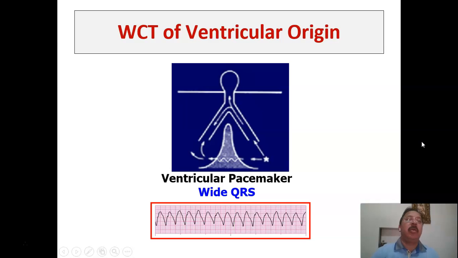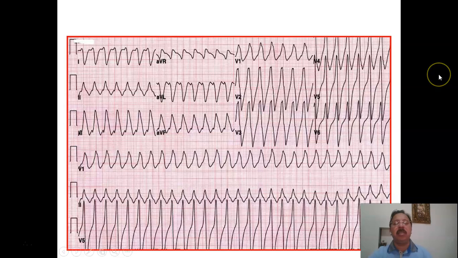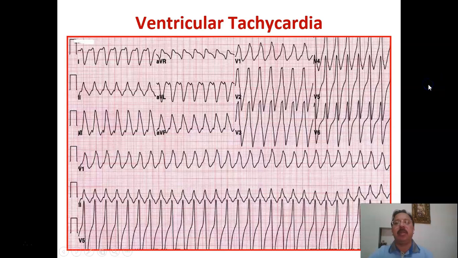Okay, so now we will talk about the wide complex tachycardia that originates from the ventricles. If the pacemaker is in the ventricles, this ectopic focus in the ventricle may fire very fast and produce the wide complex tachycardia. If one focus, it produces monomorphic ventricular tachycardia. If many, it may produce polymorphic ventricular tachycardia. Look at this ECG and look at the rhythm strip. This is a wide complex tachycardia. So this is your monomorphic wide complex tachycardia.